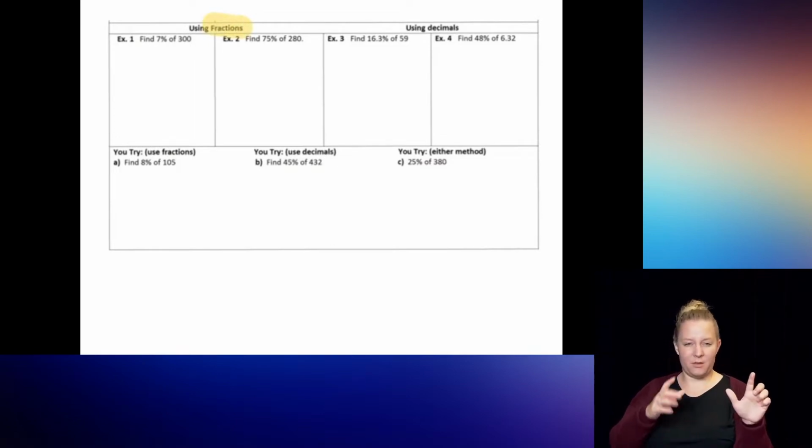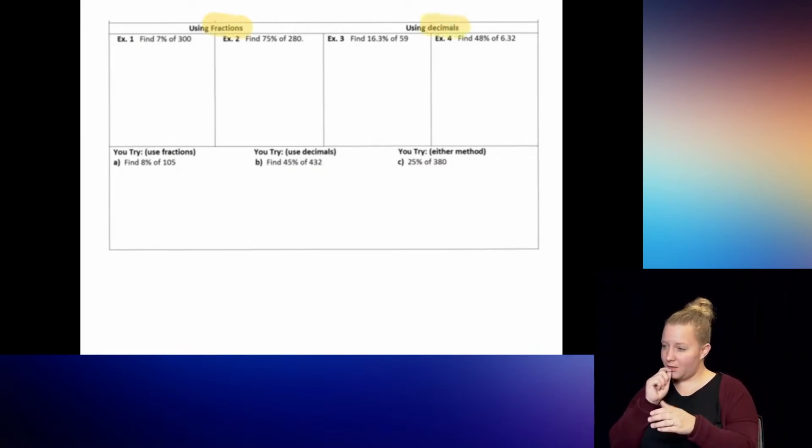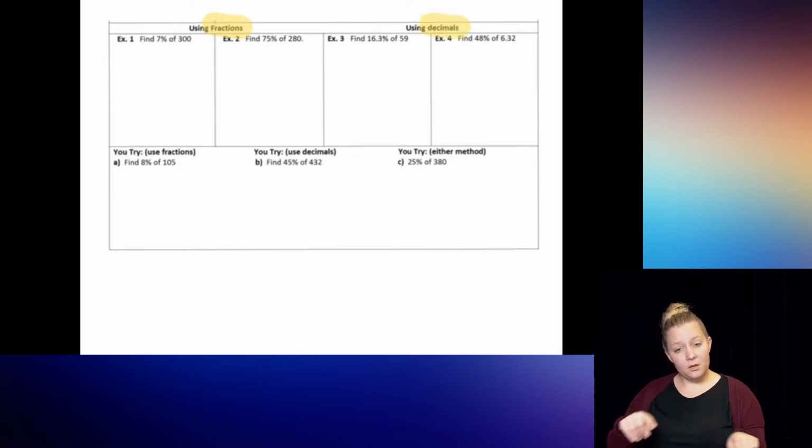Otherwise, here we go. Please notice that these examples are divided up into two parts. These left two are on using fractions. These right two are on using decimals. We are going to have you practice both, but then you'll get to choose the one you like better as we go forward in the chapter and do other work.